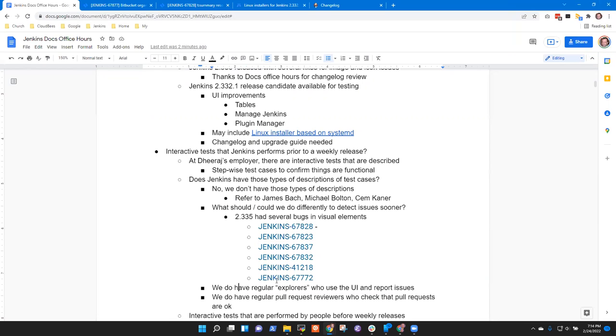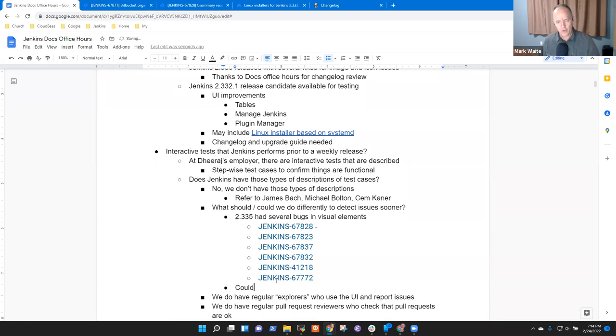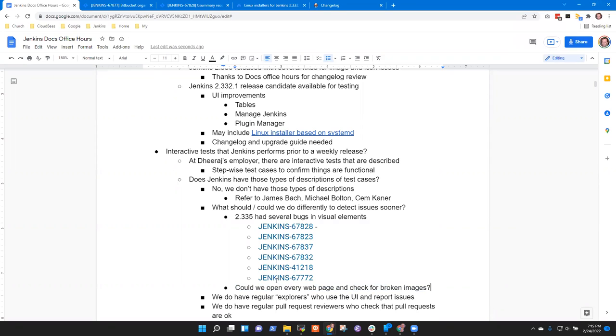Now, back to the question, what could we have done to detect those? I wonder, could we open every web page and check for broken images? Would that have helped us detect these problems much more rapidly? And by that, I mean having a machine do it, not having a person. Yes, but as you said, in some cases, we need to have some configuration in place just to see whether it's breaking or not. So we need to also tell the machine to do this configuration, then go on and check for broken images.